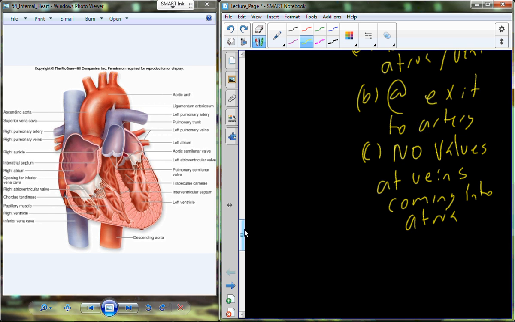That bring blood into the atrium. So we don't have valves, I said veins, I meant valves, for the inferior and superior vena cava, and we don't have valves coming in from the left and right pulmonary veins.